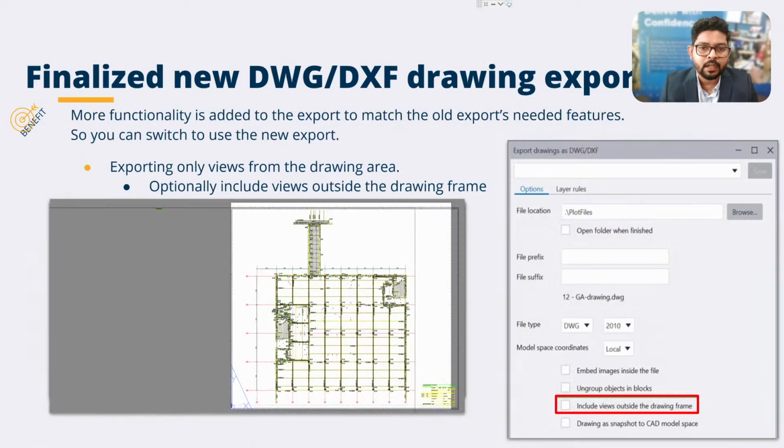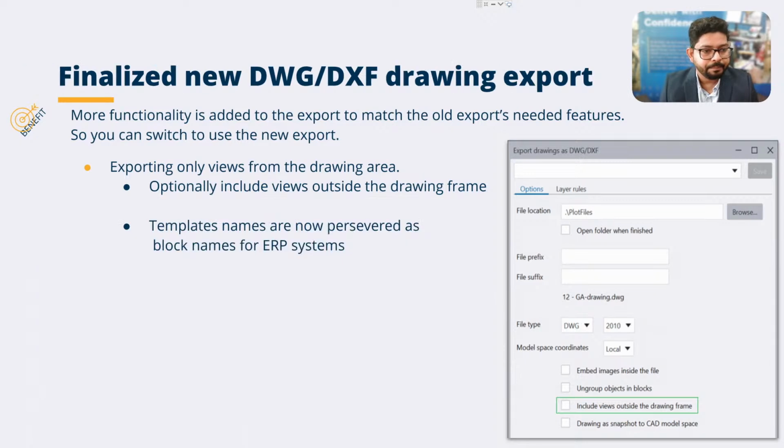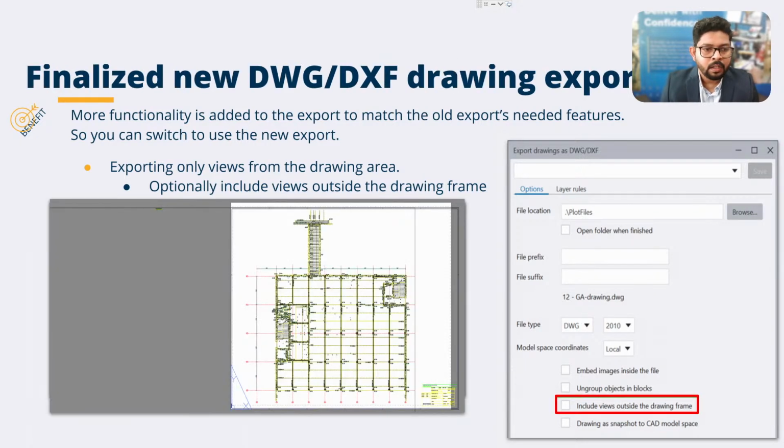Now looking at the new drawing export improvements, one of the major improvements is that now all the drawing views which are coming outside the drawing area are excluded by default in the drawing export settings. And again, if users want to include all the drawing views which are coming outside the drawing area, then they just need to click on include views outside the drawing frame from the export dialog box.